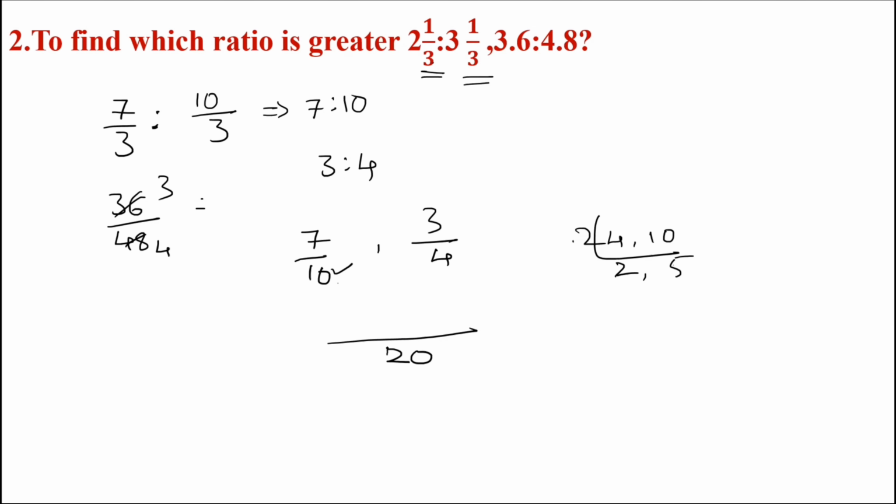So 10 times 2 is 20, and 7 times 2 is 14. This will be 14/20. And 4 times 5 is 20, 3 times 5 is 15, so 15/20. So which is greater? 15 by 20 is the greater value. So 3 by 4, that is 3.6 to 4.8, is the greater value.